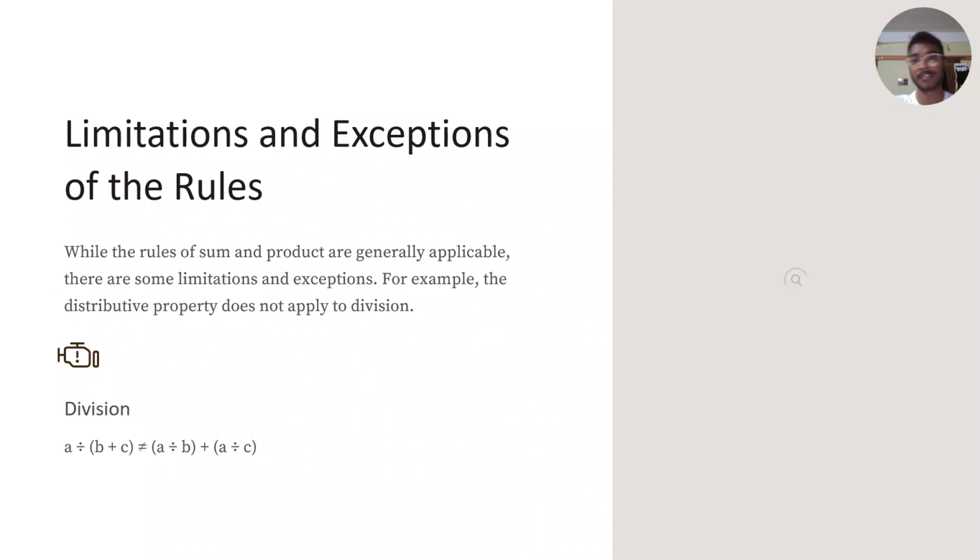Then we also have some limitations and exceptions for these rules. While the rules for sum and product are generally applicable, there are some limitations and exceptions. For example, the distributive property does not apply to division. This is the equation you can see below, which does not apply to division.